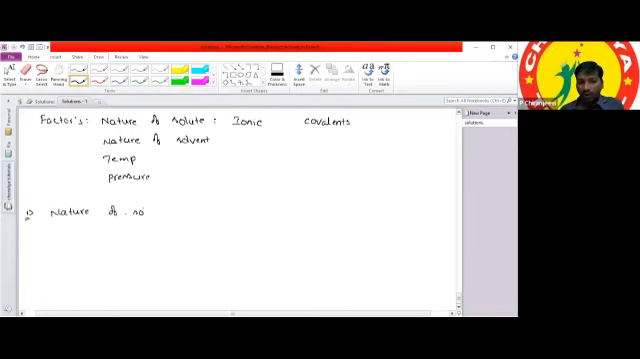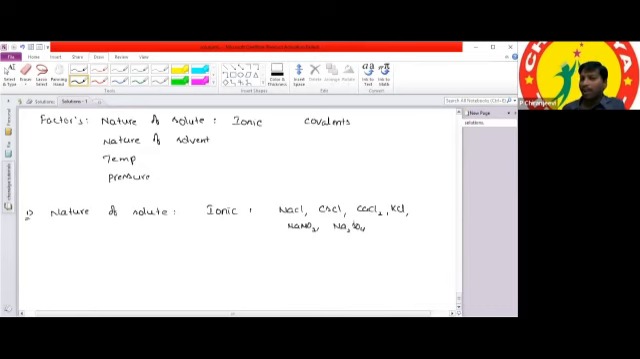Nature of solute: we have two types of compounds. First, I'm taking ionic compounds. What are the examples? NaCl, cesium chloride, calcium chloride, KCl. Not only chlorides, we can write NaNO3, sodium nitrate, and sodium sulfate, Na2SO4. All these are examples of ionic compounds.